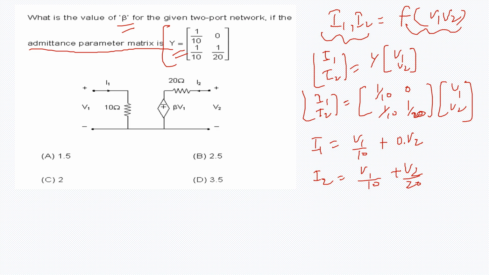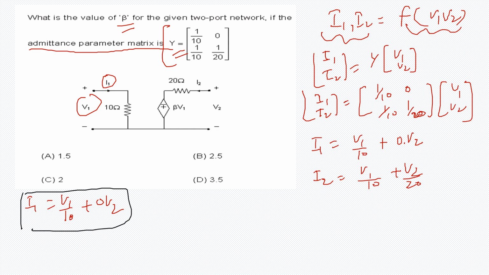So let's do that. How can I write I1 in terms of V1 and V2? Here you can see your I1 is simply V1/10, because this voltage is applied across this resistor of 10 ohm, so my I1 is going to be V1/10. Or I can write it as I1 equal to V1/10 plus 0·V2. You can see this equation is similar to what I get from this Y matrix. So these two are matching. Now let's do that for I2 also.